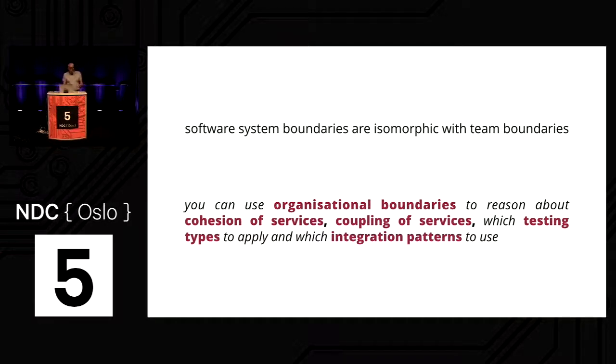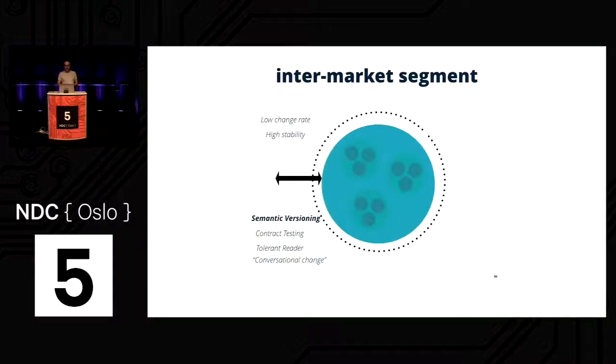So, you can use organizational boundaries to reason about the cohesion of the software that the teams within those boundaries are building, the coupling of services between them, which testing types to apply, and integration patterns to use. And I'll leave you with some examples. So, between organizations or between large chunks of your organization, there are a set of patterns that allow you to evolve software that you might or might not want to apply. Because applying these things costs money, right? Someone has to do it. Teams have to do it.